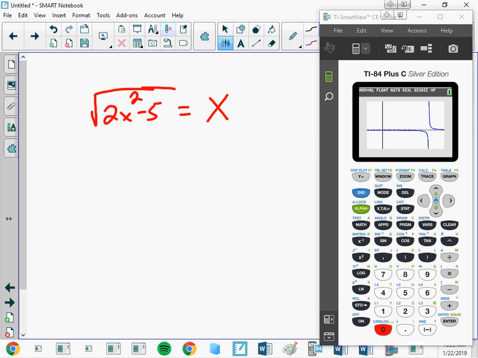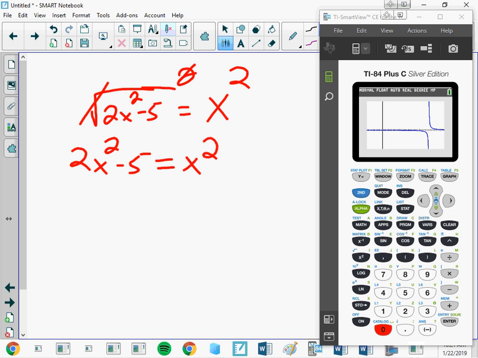Can this happen? Yes, as long as x is positive or 0. So we just say as long as x is not negative. But if x is negative, then there's no solution. Okay, how do we get rid of a square root? Square, this cancels that, and then I have 2x squared minus 5 equals x squared.